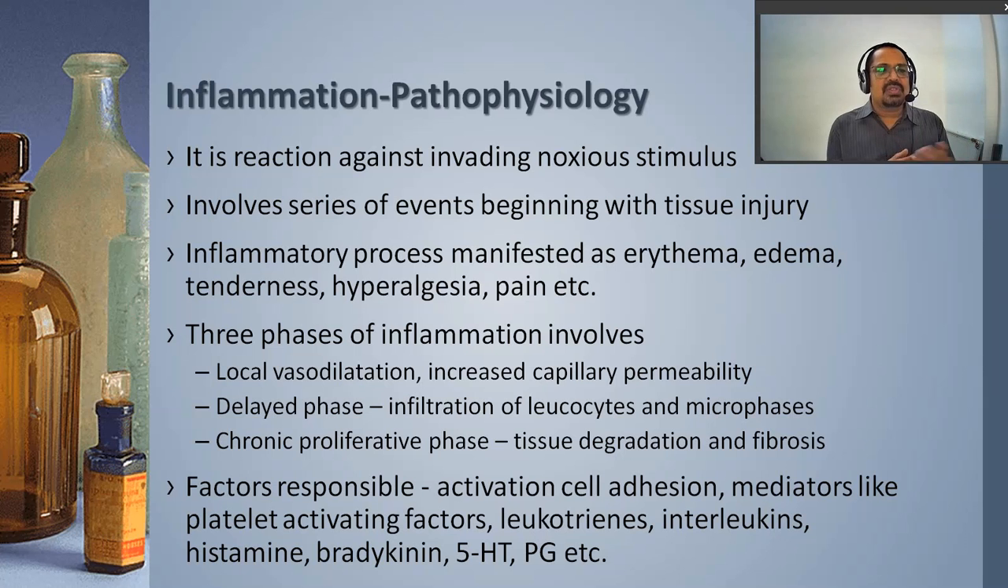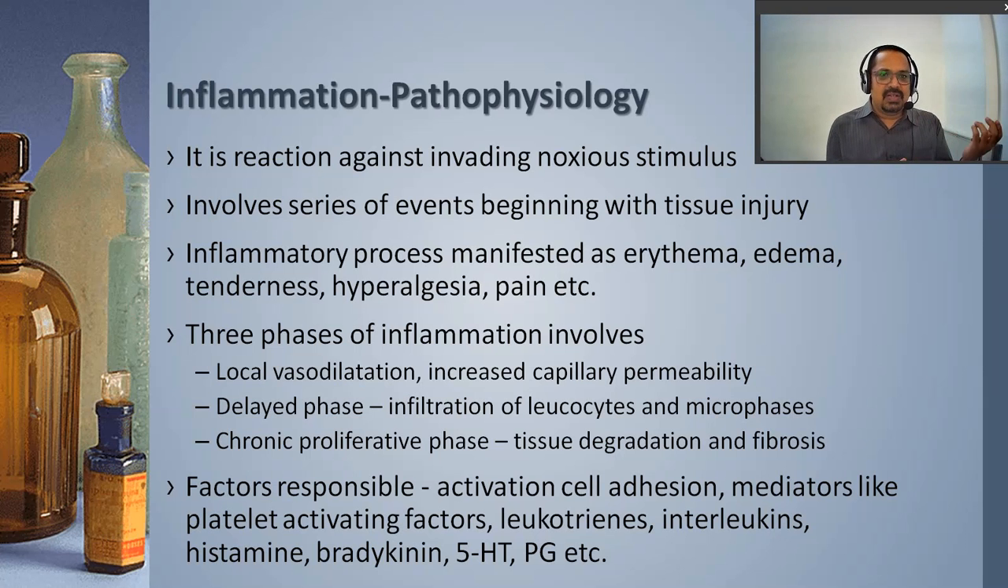This involves a series of events which begin mainly from tissue injury. Whenever there is an impact on the body, there is a tissue injury, and this leads to the inflammatory process. Inflammation is manifested as erythema, edema, tenderness, hyperalgesia, or pain. There might be erythema, accumulation of fluid, tenderness, elevation in the localized temperature, and pain associated with the inflammation. Principally, inflammation occurs in three phases. In the very first phase, there is local vasodilation or increased capillary permeability. Then in the delayed phase, there is infiltration of leukocytes.